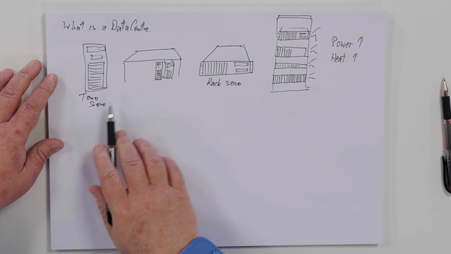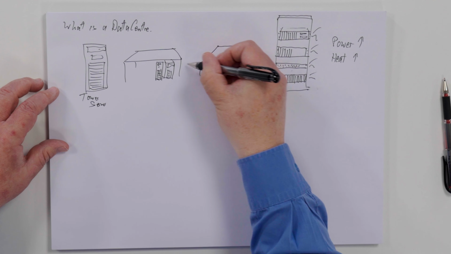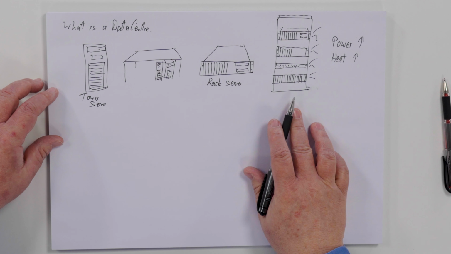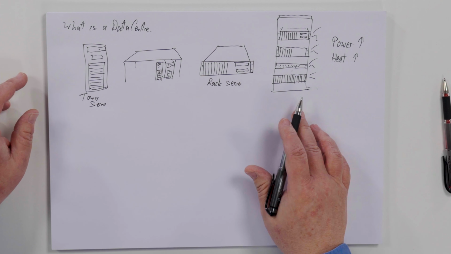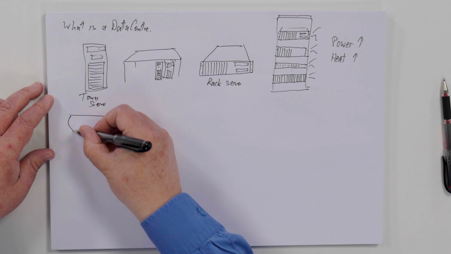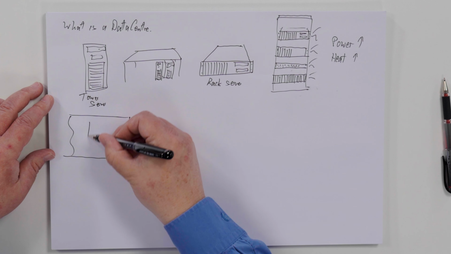So we've gone from a single tower server to multiple tower servers under a desk in an office. We've now moved up to rack-based servers and now moving up to a rack with a considerable number of servers and storage and networking. So now we start to move into some sort of dedicated room where we may house this equipment. So this is now getting near to what we call the data center.